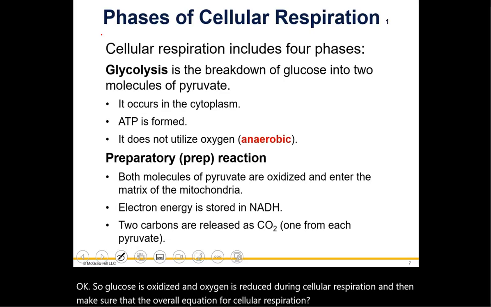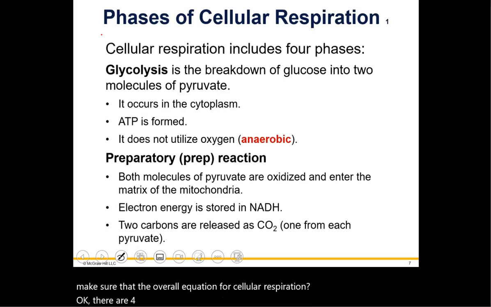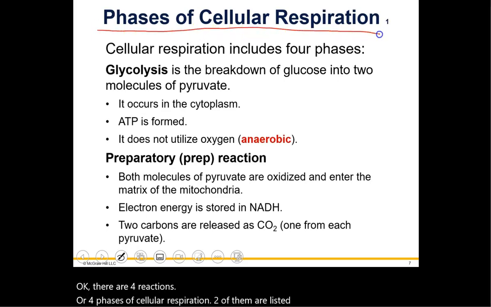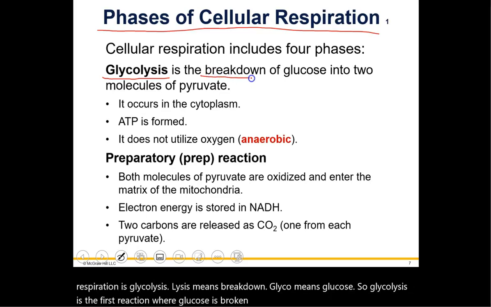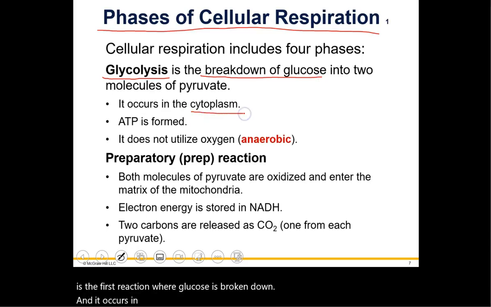Okay, there are four reactions or four phases of cellular respiration. Two of them are listed here. The first phase of cellular respiration is glycolysis. Lysis means breakdown, glyco means glucose. So glycolysis is the first reaction where glucose is broken down, and it occurs in the cytoplasm.